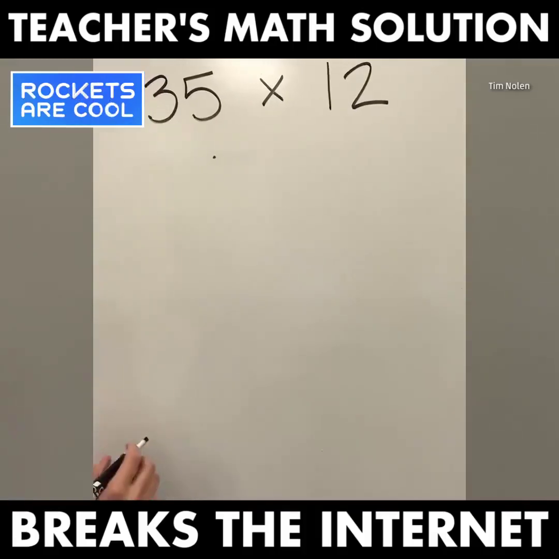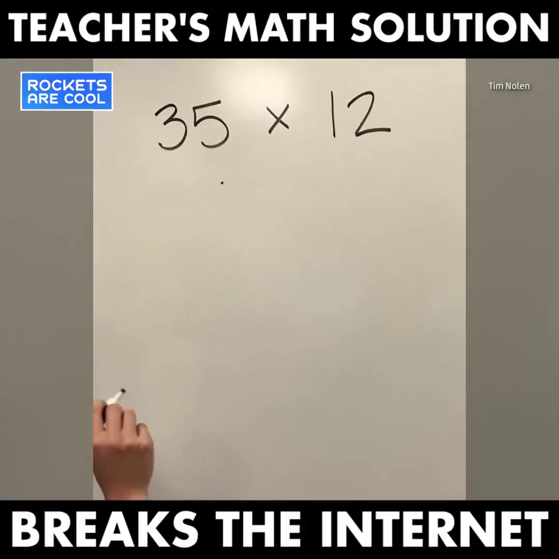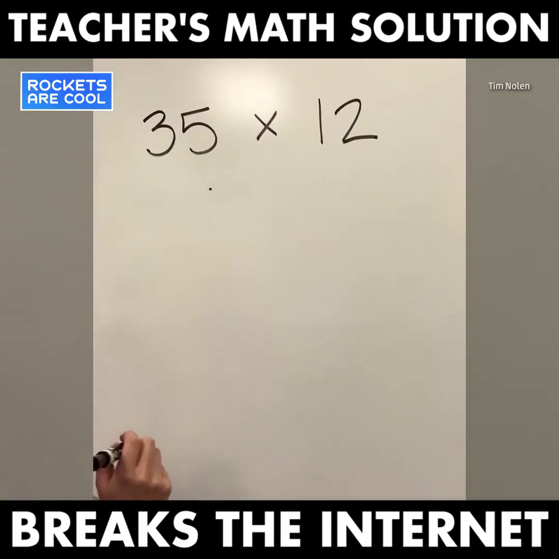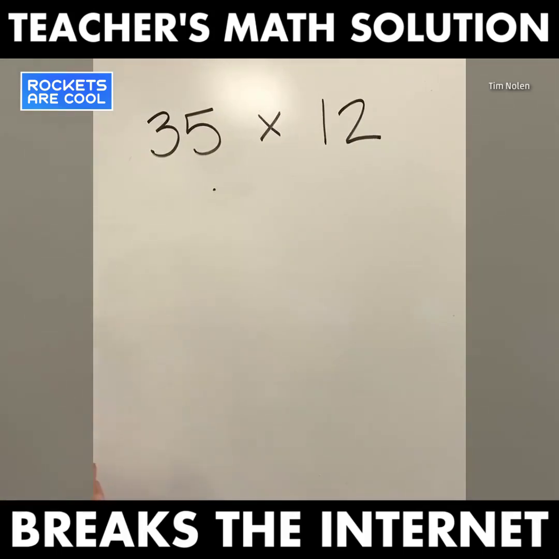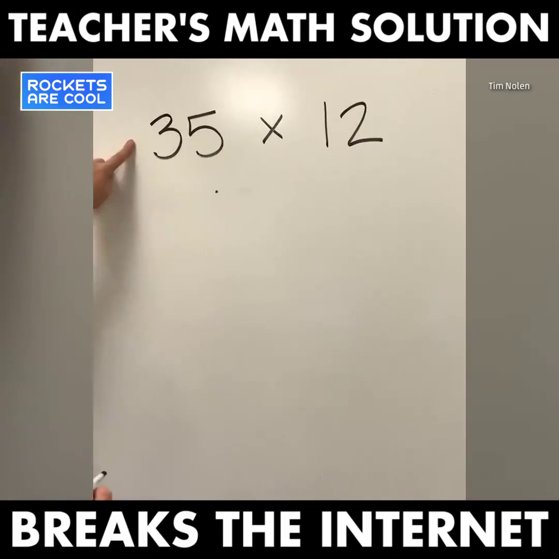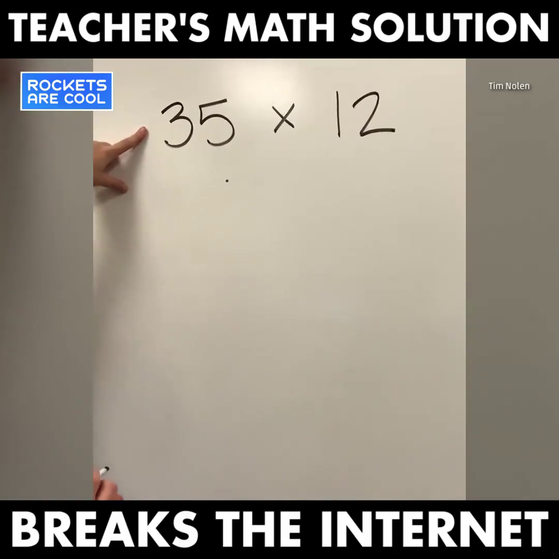Okay, fourth grade parents, in class your children have been learning how to do area model to solve multiplication problems. This is very different from the way that we were taught in school, so I wanted to give you some tips so you can help them if they're having trouble. So first thing is we have our multiplication problem, 35 times 12.